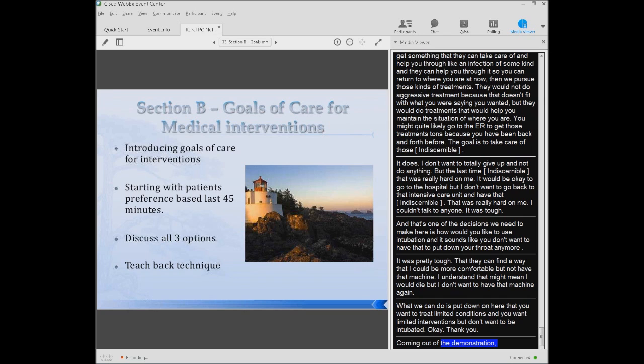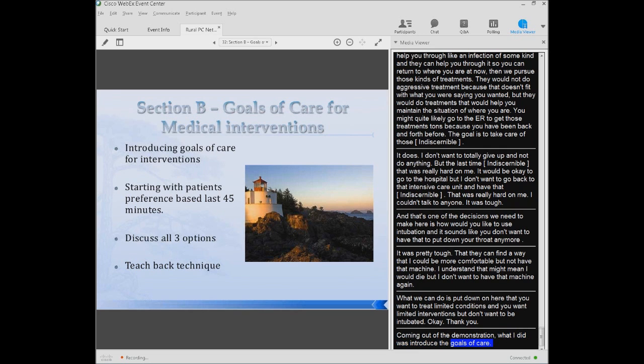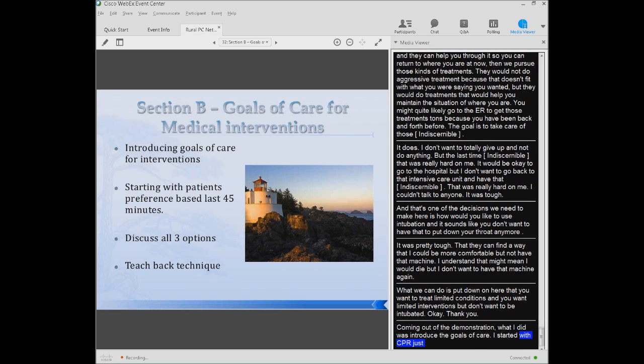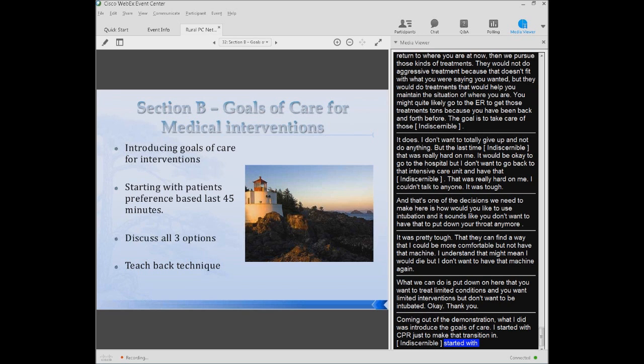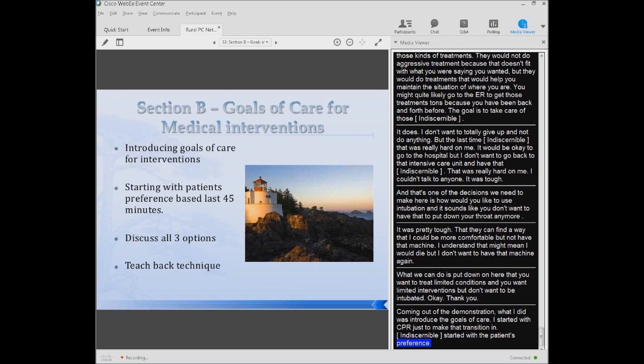What I did was I introduced the goals of care. We started with CPR just to make that transition in. Introduced the goals of care. We started with the patient's preference, where the patient's preference was. We discussed... We should have discussed all three of those options. I didn't do that as I should have.